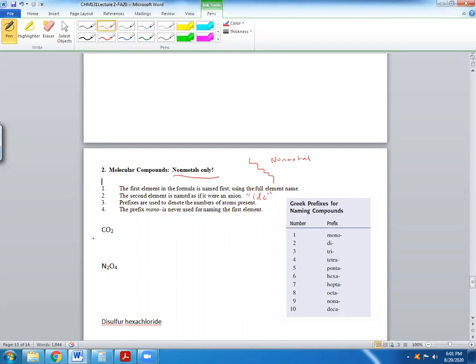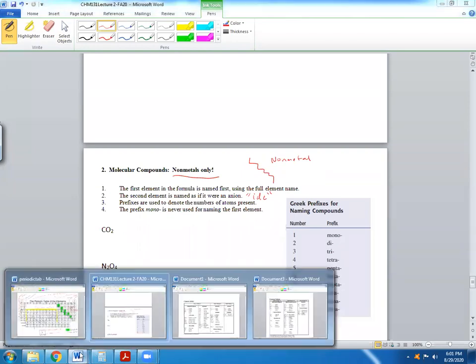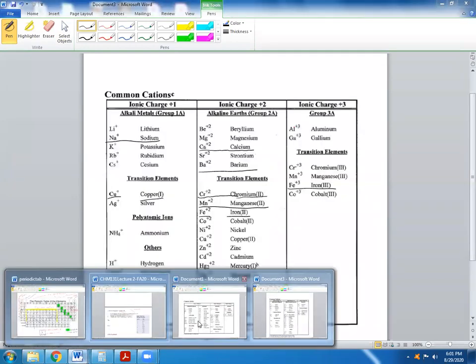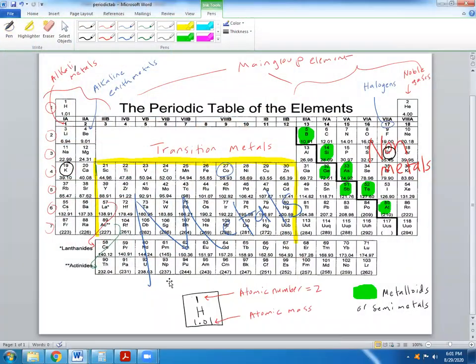So let's start with this one. Do we have both of these elements on the right side so we can use this system? And the answer is, let's go to the periodic table, yes, I do. I have both of them. I have carbon right here, and I have oxygen. And these are what? Non-metals. So I'm going to use this system.